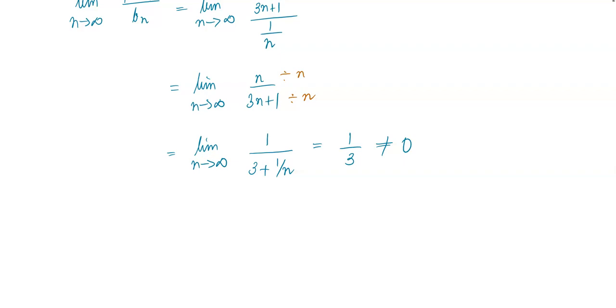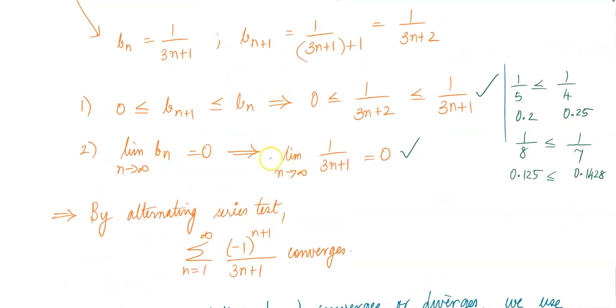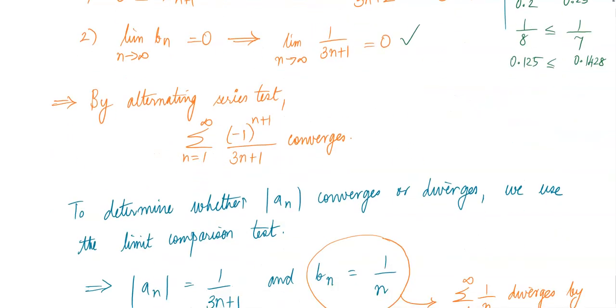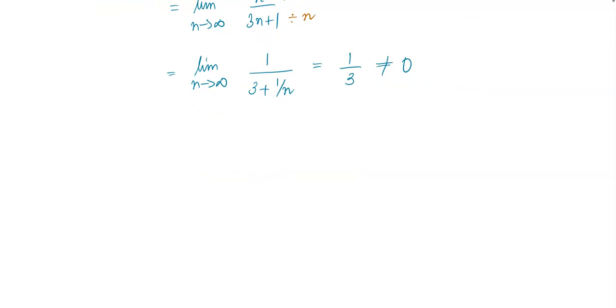So if you go back to your limit comparison test, there are three conditions. The first condition is satisfied, because we get a limit which is not equal to 0. If that's the case, then both summation an and summation bn diverge, or both converge. Previously we established that bn, the summation of 1 over n, diverges. Because that is established, we know that the absolute value of an also must diverge.